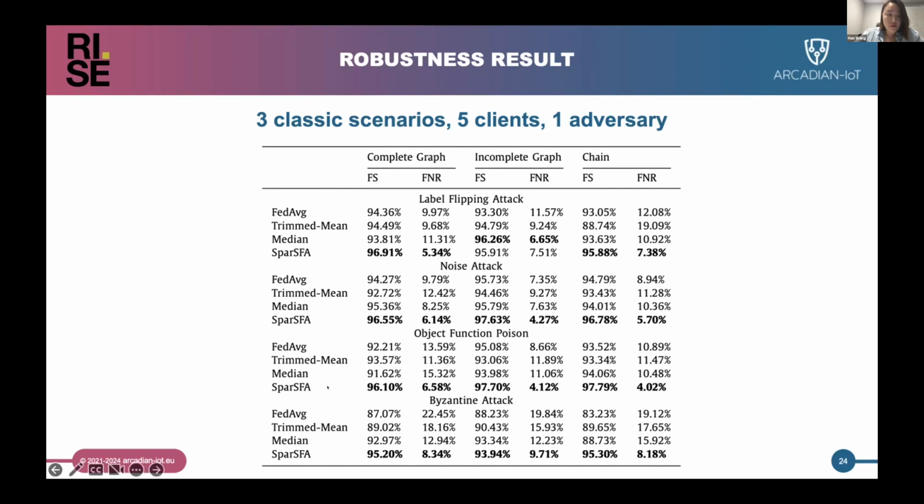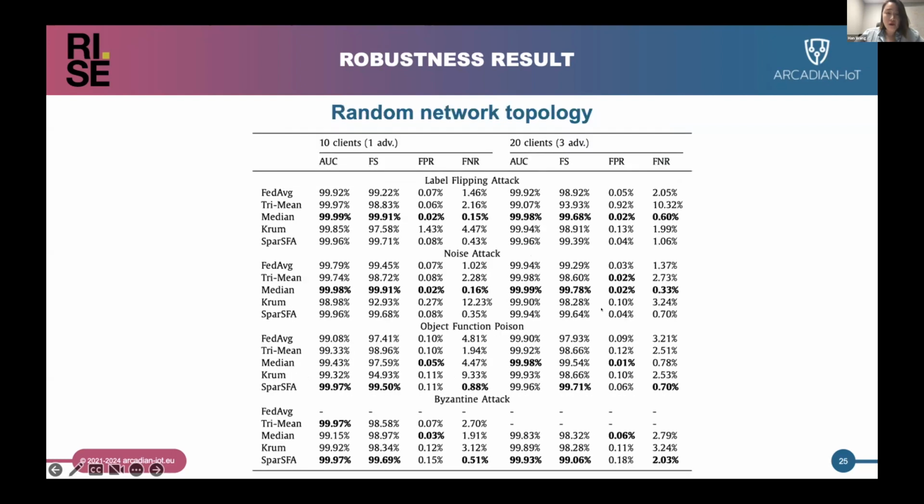As you can see, we compare with other baselines, and our method gets the best performance for every F1 score and false negative rate. We also try a random network topology, which means it's all incomplete graphs, but randomly connected to each other, so we are not controlling anything. Then we test with 10 clients with 1 adversary involved, and 20 clients with several adversaries involved.